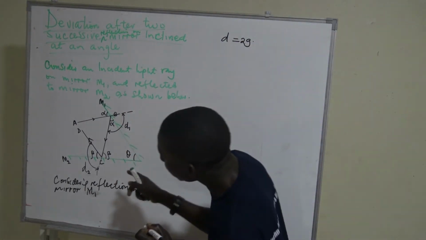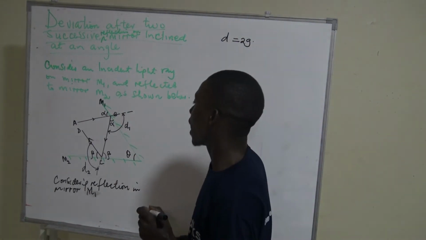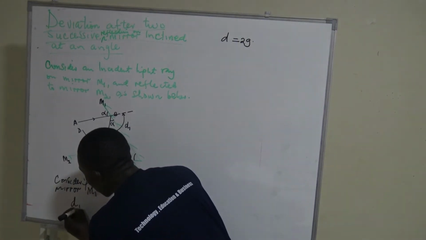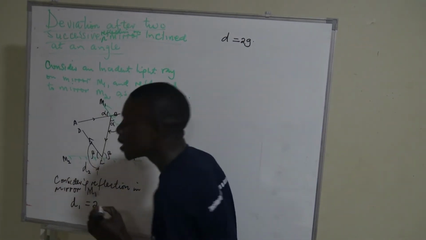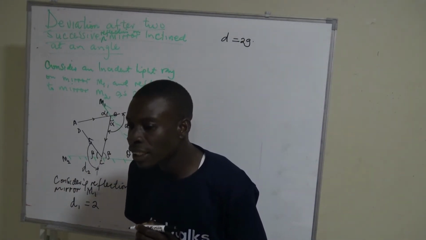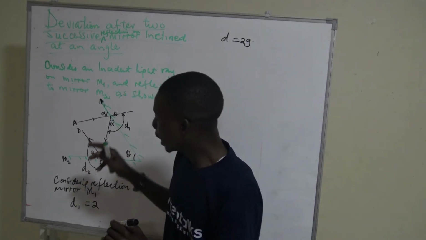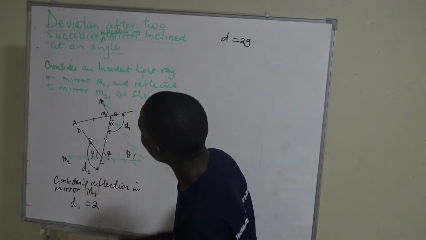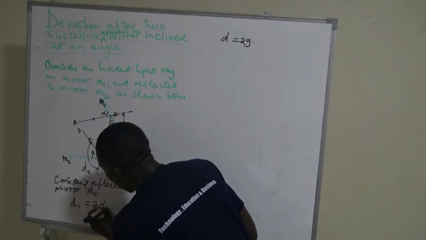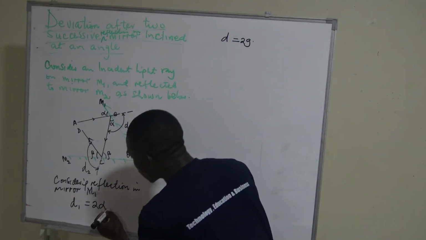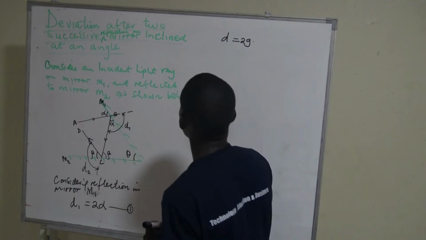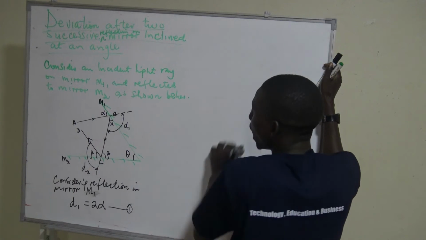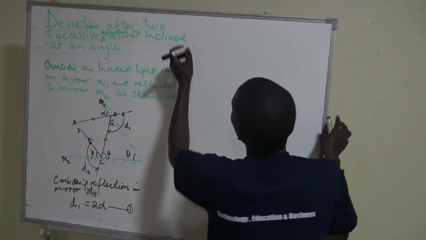So that means we are right to say that this deviation D1 is twice the angle of glancing. What is the angle of glancing? The angle between the reflecting surface and the incident ray. And that angle on our diagram is alpha. So I can call this equation 1. Are we together? So, if that is that, we can also look at the reflection on mirror 2.